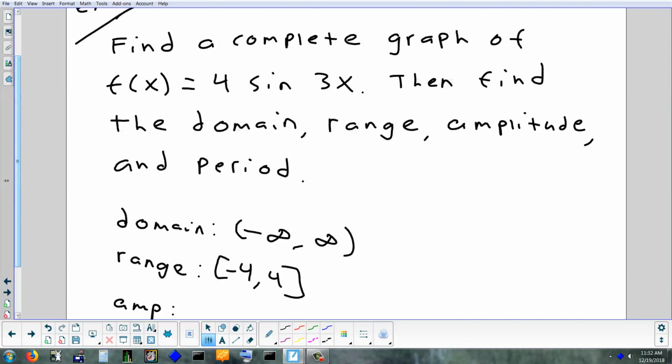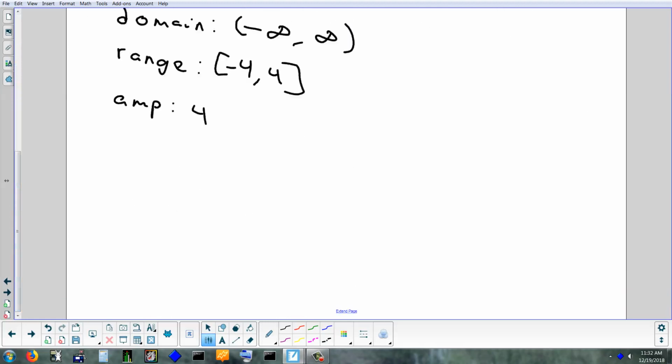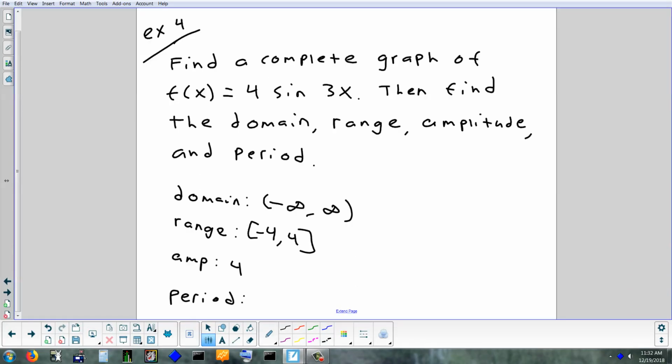Amplitude. Sometimes the amplitude and the maximum value are the same. Sometimes they're different. In the last problem, they were different. In this problem, they're the same. What's the amplitude? 4. Yep. And period. What would be the period of this one?